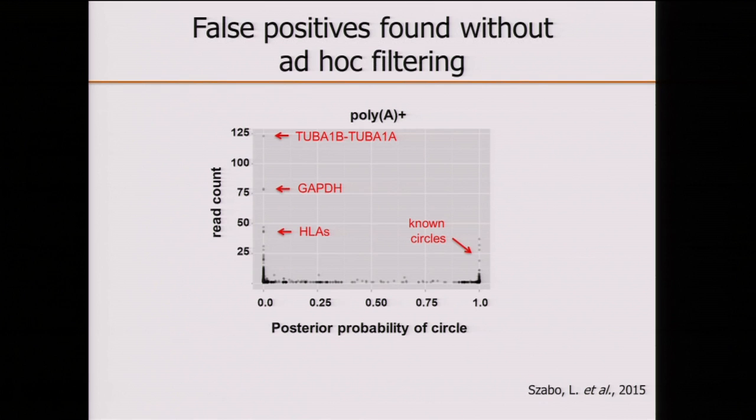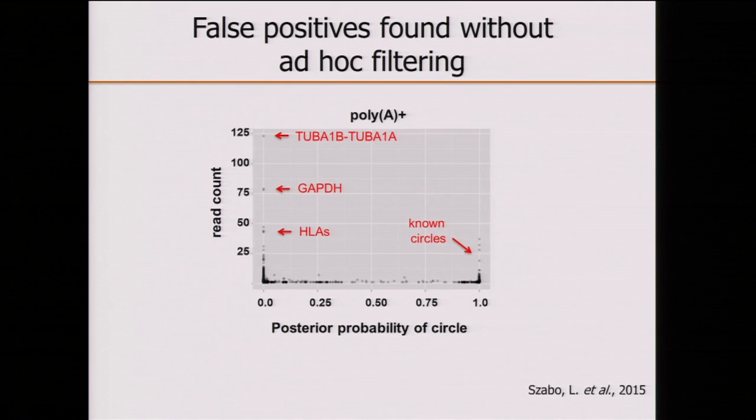And so we looked at the posterior probabilities in these two libraries, and we found, as expected, that the posterior probabilities were very low for the majority of circular RNA detected in the poly-A plus and were much higher in the poly-A minus library. And so we looked in a little bit more detail at what these false positives were in the poly-A plus library. The circles with the highest read counts had very low posterior probabilities, and a few are highlighted here. These are known false positives that are always post facto discarded by any circular RNA detection algorithm because of exon homology.